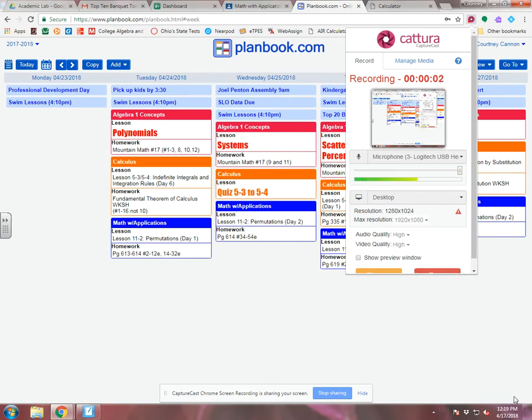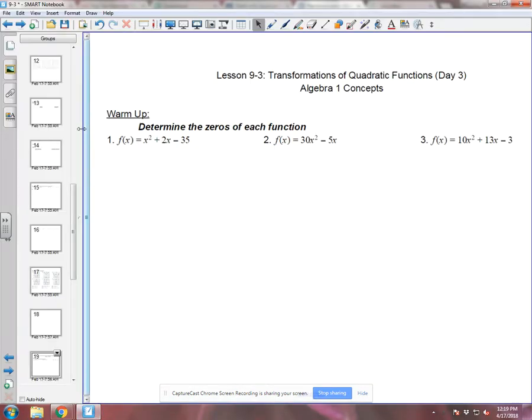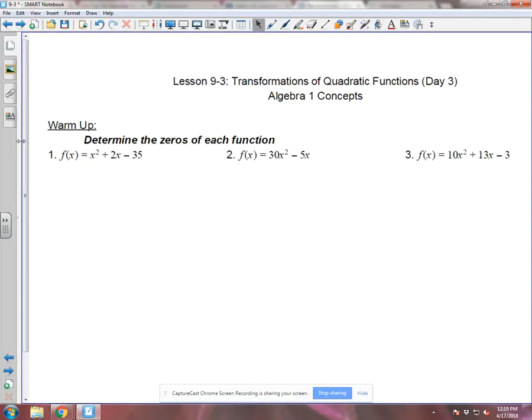Good afternoon, folks. Today you have a substitute, and you should have already turned in your homework from yesterday, which was page 569, numbers 1 through 7. Today I'm going to go ahead and take you through your notes for this 9-3, day 3. Today is Thursday, which means tomorrow is Friday, and Friday you will obviously have a binder check. And then we will be taking a quiz over this 9-3.